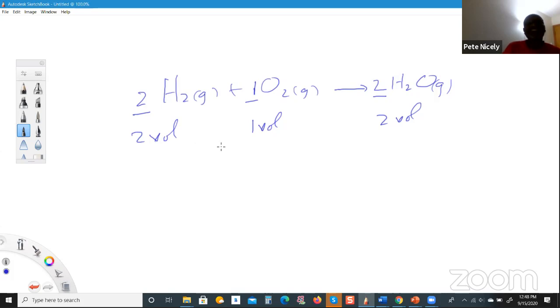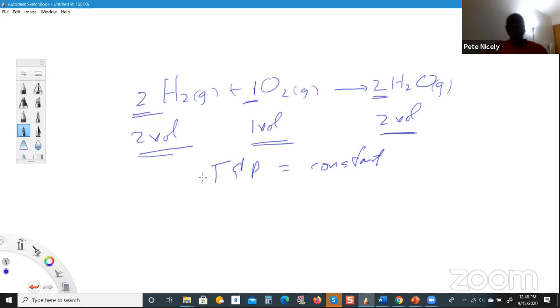So this is basically what the law of combining volumes is saying. It's saying that the volume ratios here will basically parallel the mole ratios for reactions where gases are involved, all right? Now, please note that there's one constraint on this law, and that is that the temperature and the pressure must be constant for each of these gases. So the temperature and pressure must be the same in order for this law to hold true, all right?